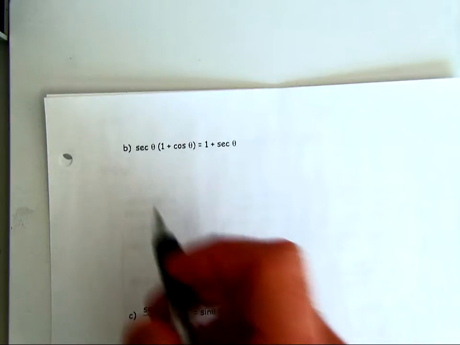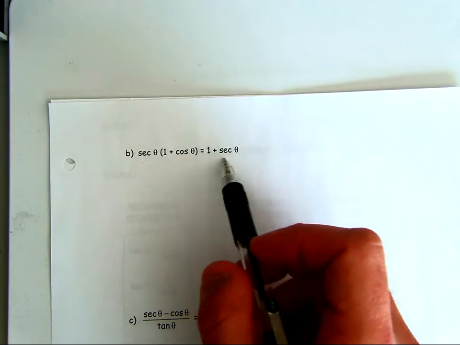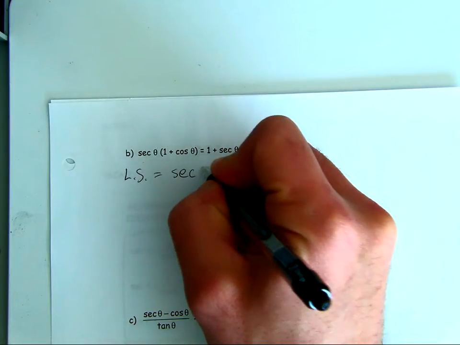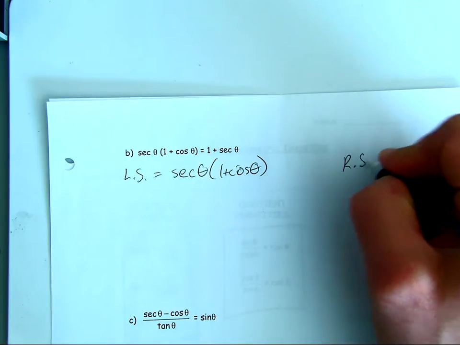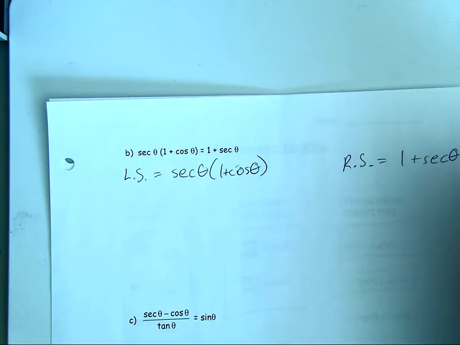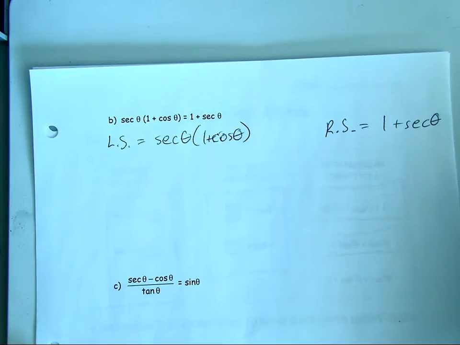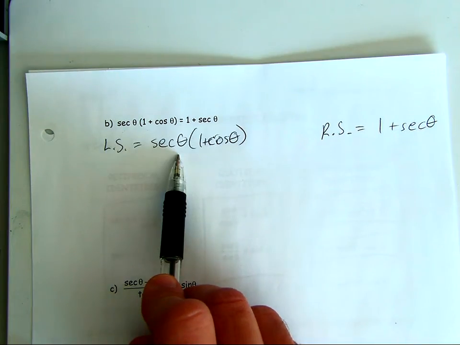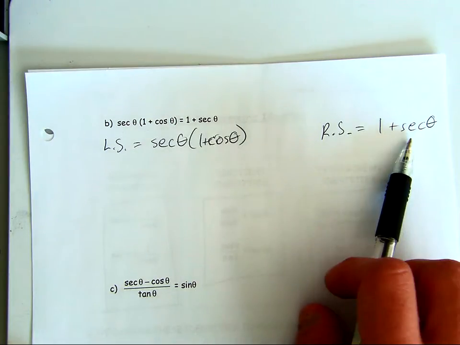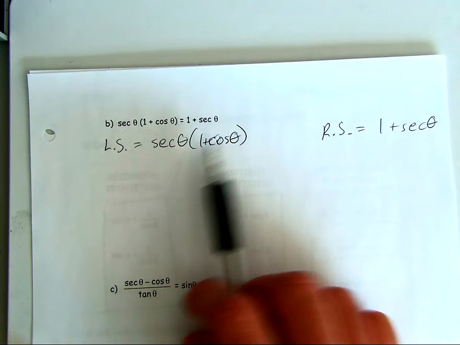The next one here asks us to prove secant times 1 plus cos theta is equal to 1 plus secant theta. So again, I'm going to break this up into the left side, which is equal to this, and the right side is 1 plus secant theta. So I'm going to have to somehow change these sides so that they look the same. Now, what looks more complicated to me, I start with the side that looks more complicated. I'll start with this one. And if you can see, this side already has a secant theta, and so does this side. But this side has a cos, this side does not. This has a 1, this side has a 1. So somehow I got to make this look like that.